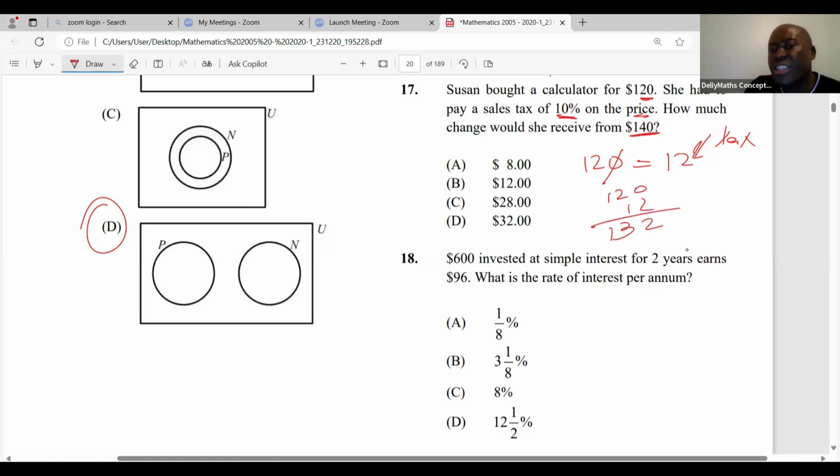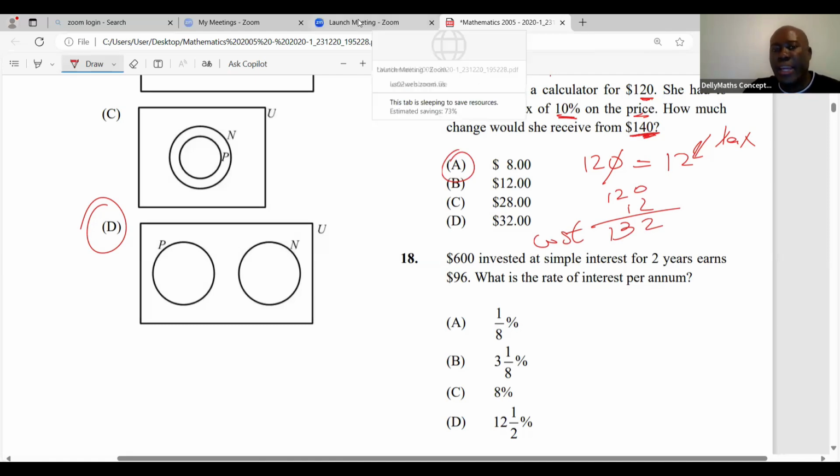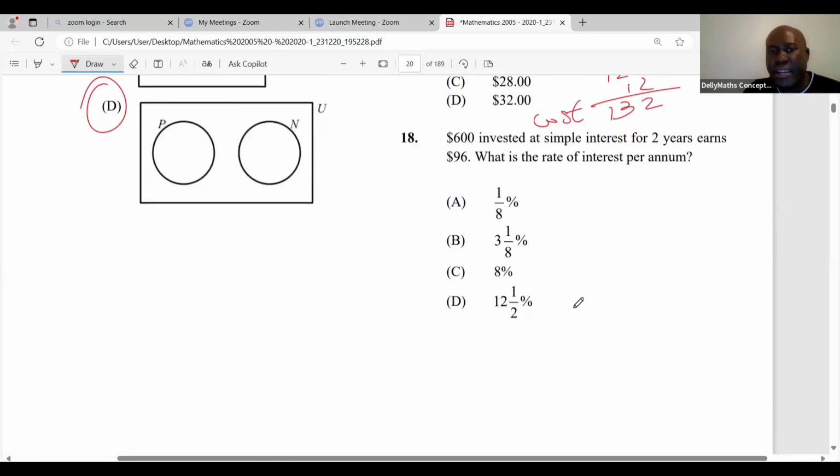So it costs 132. This is the cost with tax. From 140, you're going to be left with $8, right? So you could see how quickly you can work these through. Definitely, there is no calculator that is needed for this. Let's go at number 18.